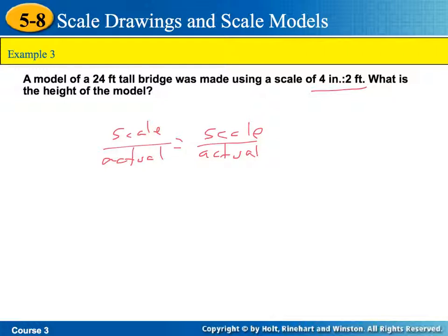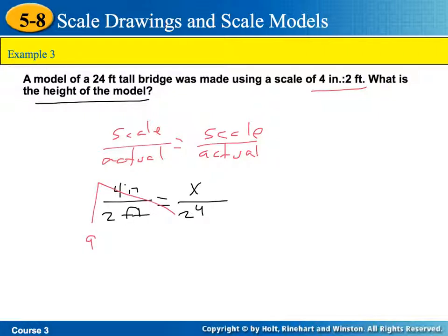Then, it is 4 inches is my scale, 2 feet is my actual. Set that equal to, I don't know what my scale is, that's what I'm trying to find. What my scale height of the model is, and my actual height is 24. Okay? I'm going to cross multiply. I get 96 equals 2x. Divide by 2. Divide by 2. x is going to be equal to 48.